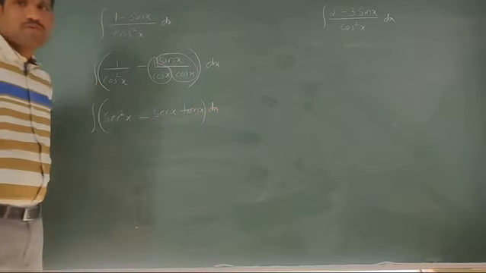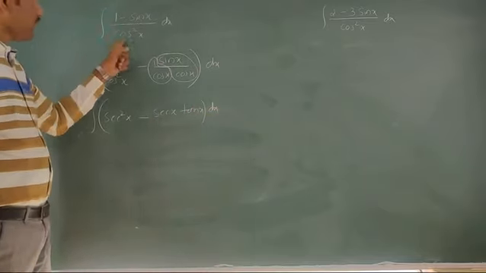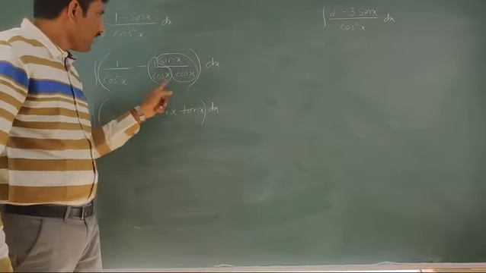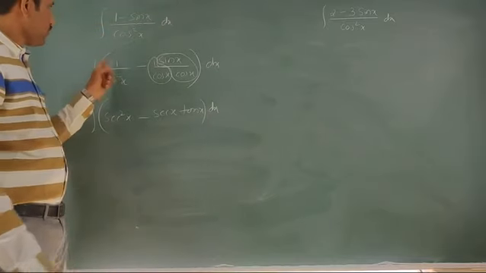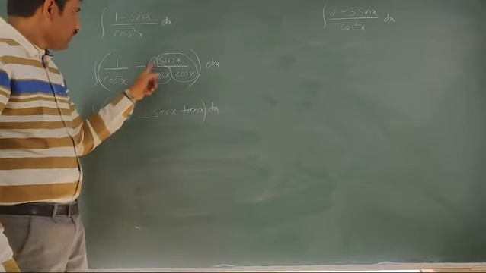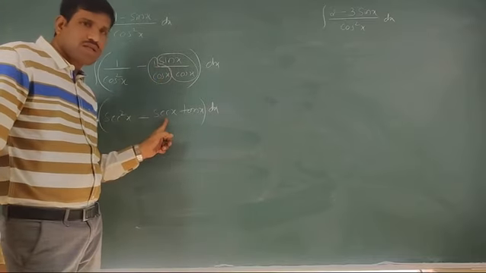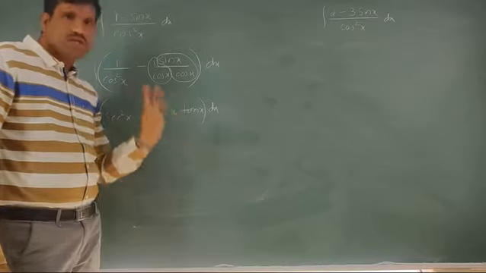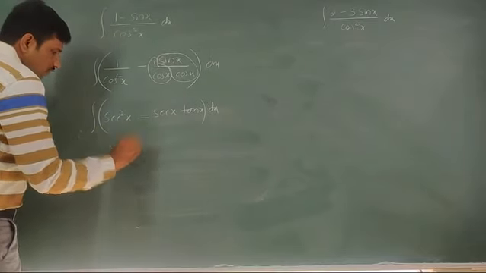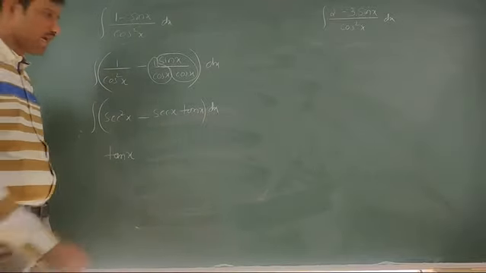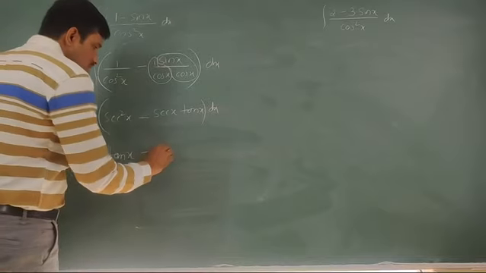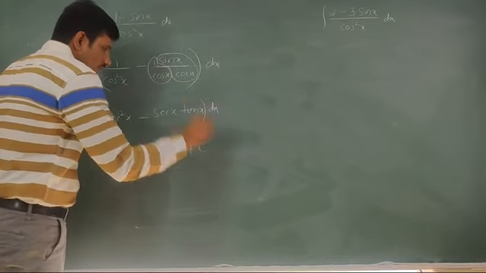Is it clear, students? I am separating the terms. So 1 divided by cos square x minus sin x divided by cos square x, I can write as cos into cos. 1 by cos square is sec square x, minus 1 divided by cos x, which is sec x, times sin x divided by cos x, which is tan x. Now see here: what is integration of sec square x? We have a standard formula. It is tan x, minus integration of sec x into tan x. What is integration of sec x into tan x? It is sec x plus c.